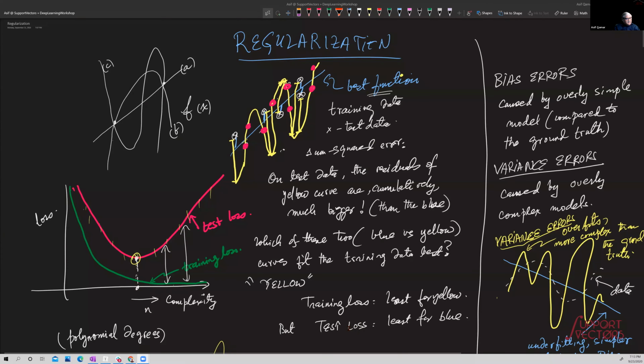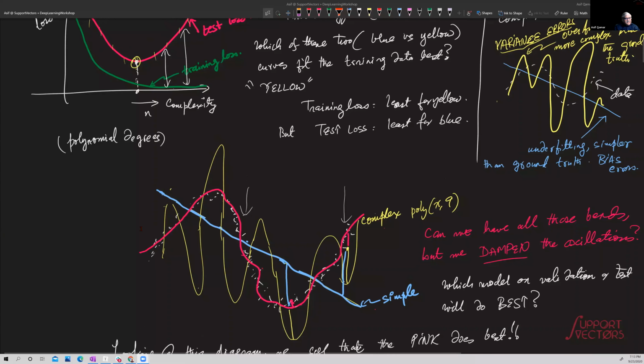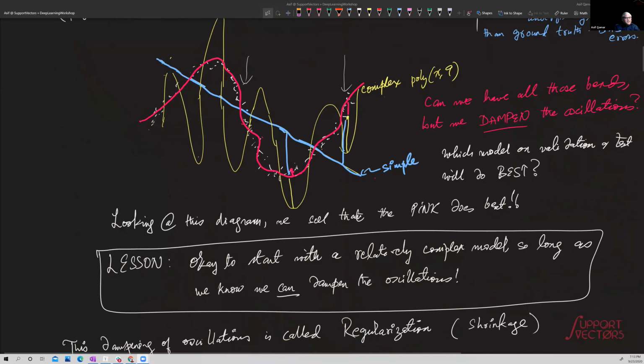Right? And this is the basic idea that you want to get a curve like this pink curve, which is complex. But you don't want to get the yellow curve because the yellow curve is complex, but it has overfit the training data, and so is likely to do very poorly on the test data. The reason it does poorly is because it has fit not just to the information content of the training data, it has also learned from the noise. It has fit to the noise, and that is a bad thing.